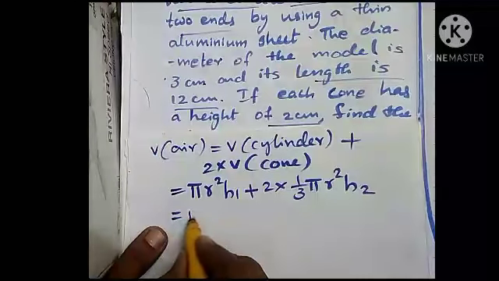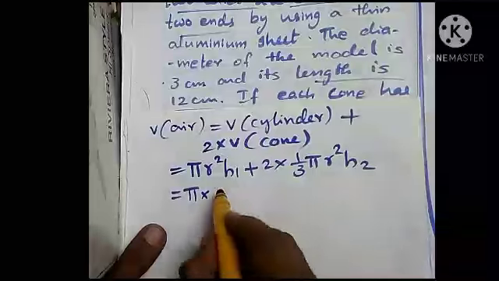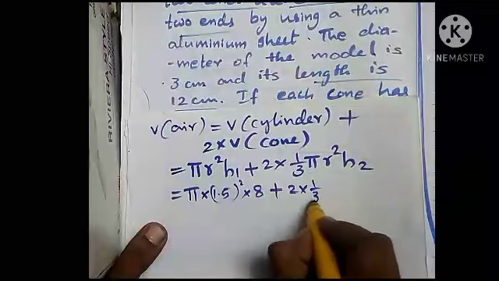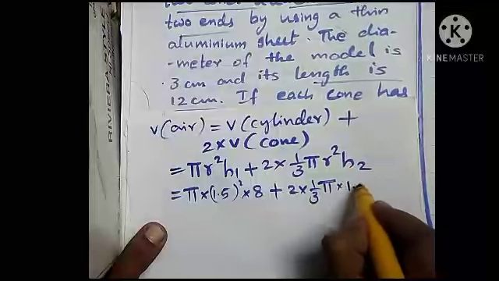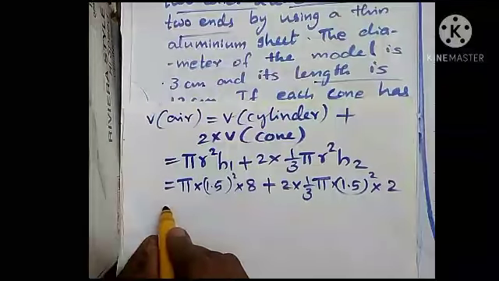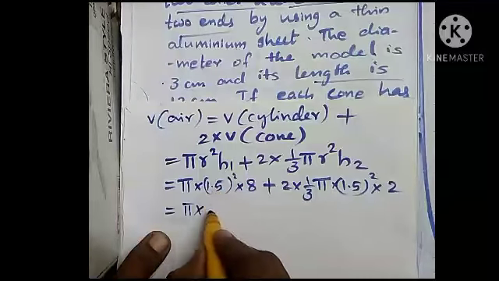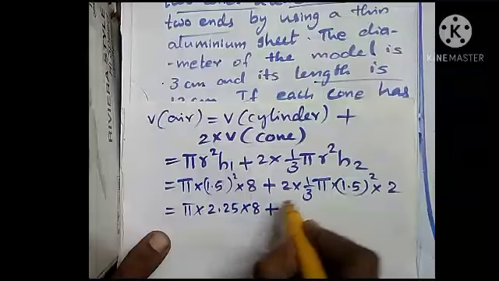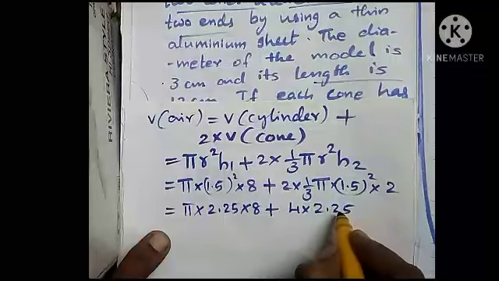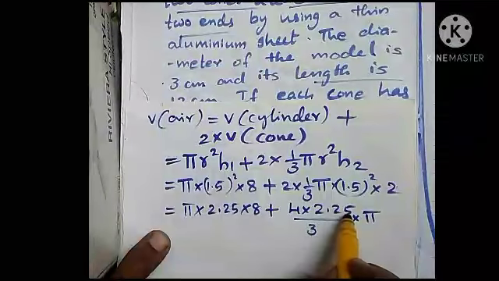Now we can substitute the values. Pi r square, what is r? It is radius is given as 3 by 2 or 1.5. So 1.5 square into h1 means 8, plus 2 into 1 by 3 pi r square, means again both the radii same, no? So 1.5 square into h2 means 2. That is given. Now 1.5 whole square means what? It is 2.25. So pi into 2.25 into 8 plus 2 into 2, 4. So here what we can say, 4 into 1.5 square again, that is 2.25, then by 3 into pi.